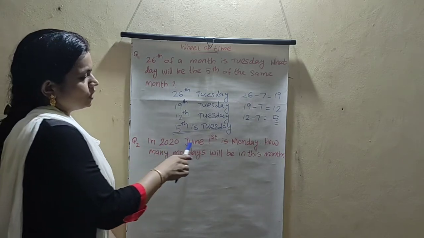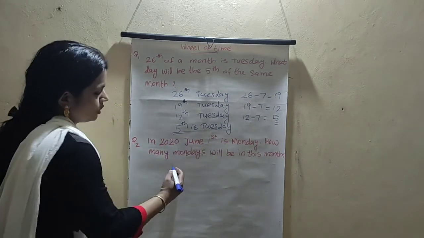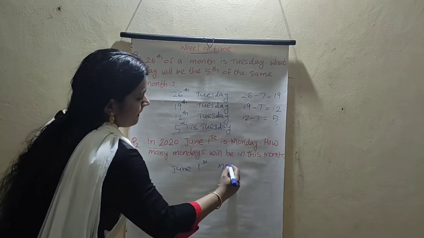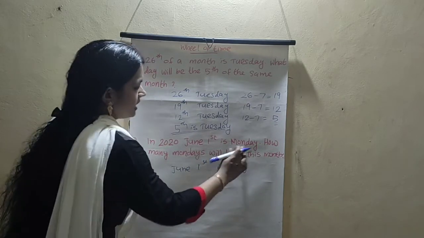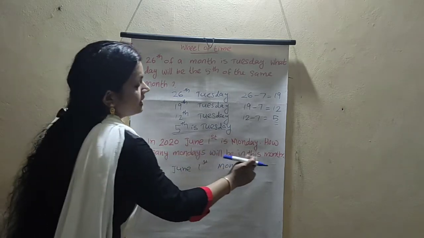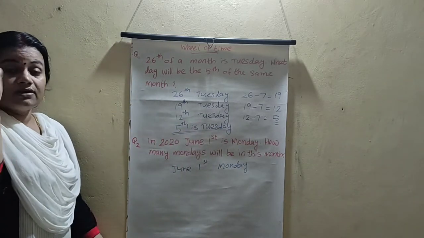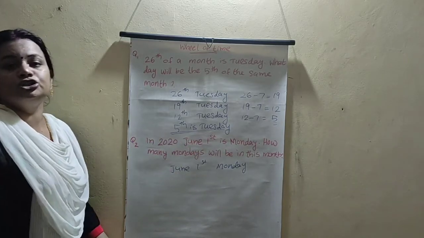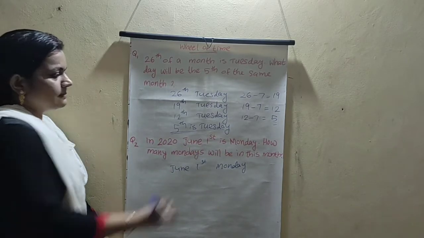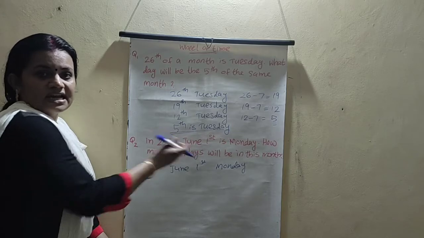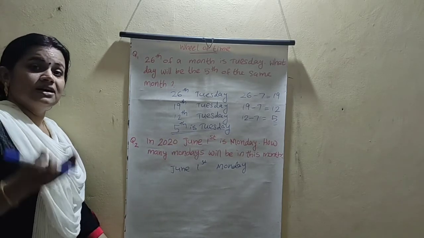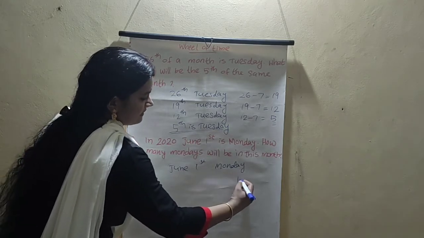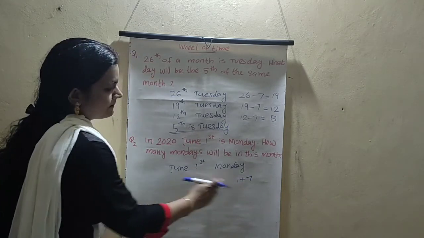Then what about the second question? In 2020, June 1st is Monday. Then how many Mondays will be in this month? We want to find out the total Mondays of this month, June. How to find out? The first date is given. How to find out the last dates? Then we add 7, the given number plus 7.